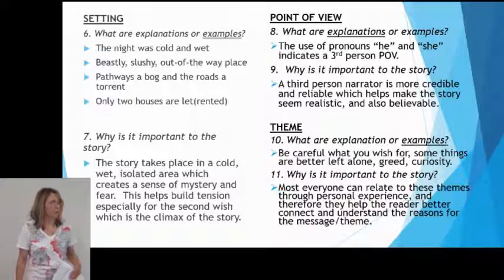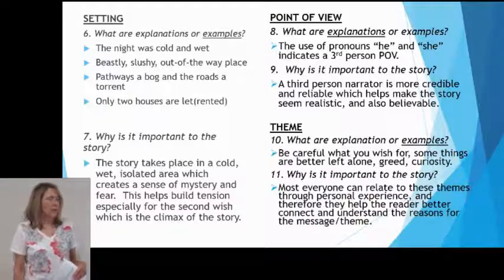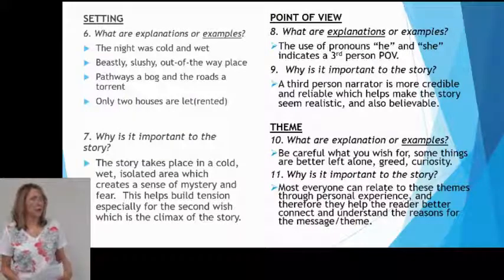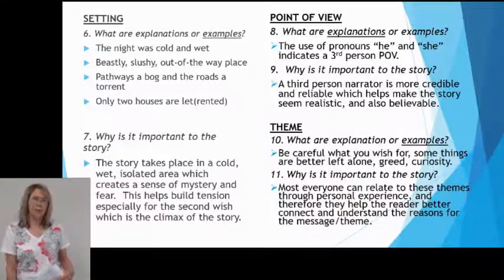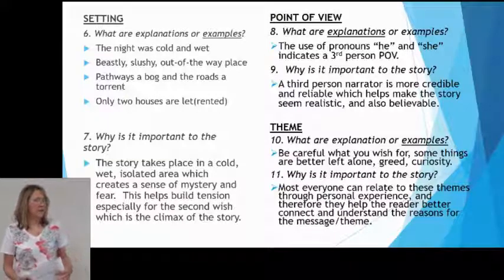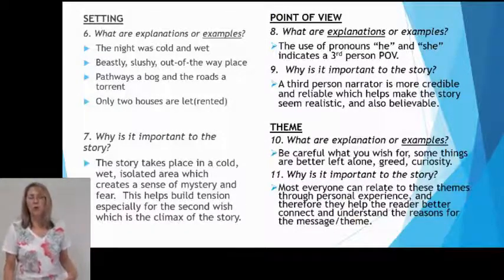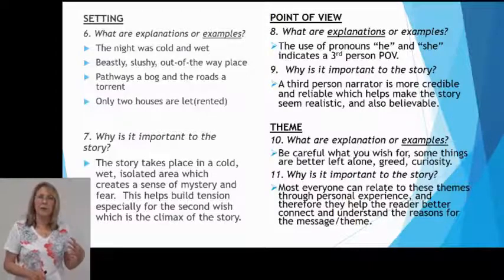Why is the theme important to the story? Well, most everyone can relate to these particular themes in this story through personal experience, and therefore they help the reader better connect and understand the reasons for the message and the theme. It's sort of a universal experience for most people when they read a story.